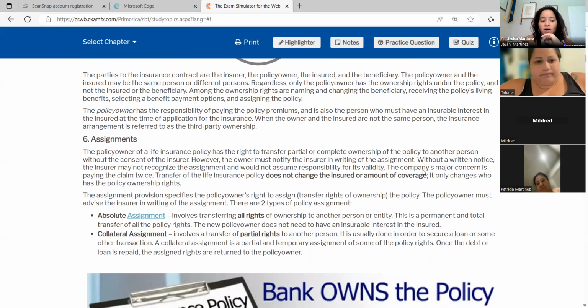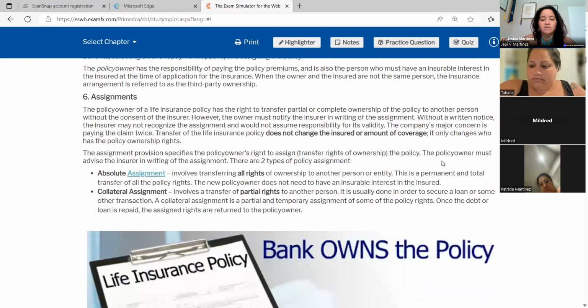Assignments, like we saw before: the policy owner of a life insurance policy has the right to transfer partial or complete ownership of the policy to another person without the consent of the insurer. So the policy owner, the person paying for the contract, has the right to transfer those rights without the consent of the person that's insured. So yo puedo cambiar, si tengo un seguro de vida a mi esposo, actually I am the policy owner on his policy. I can change my rights, be like, I'm no longer the owner. Now my kids are the owners and they're the ones paying for the policy, without my husband's consent. That's basically what it says, okay?